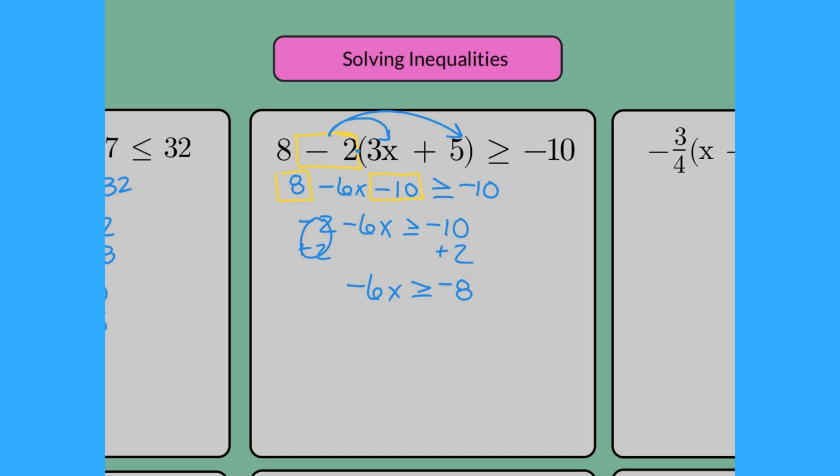And then the negative 6 is multiplying, so the opposite is to divide by negative 6. And then we divided by a negative. So anytime I multiply or divide by a negative, that inequality sign has to flip around. And then 2 negatives are going to make a positive, but it doesn't divide evenly. So I can leave it as 8 over 6, but then I need to reduce. So 8 over 6 divided both by 2 becomes 4 over 3.